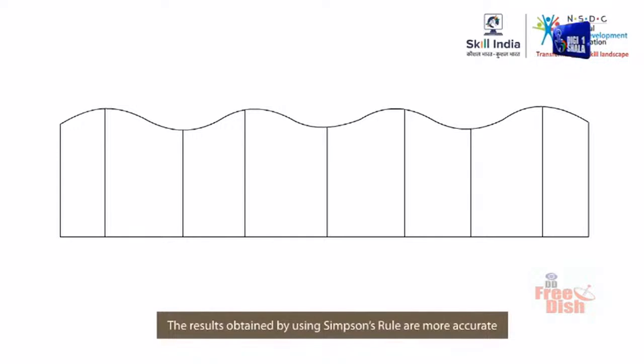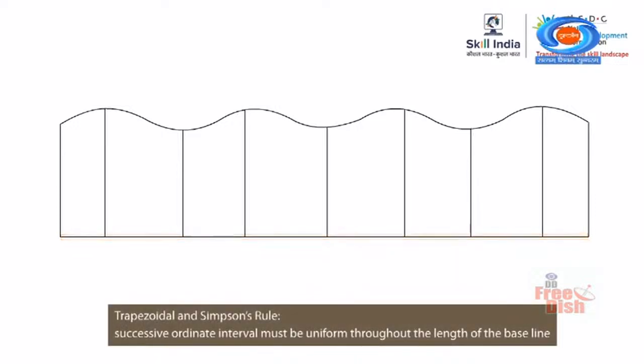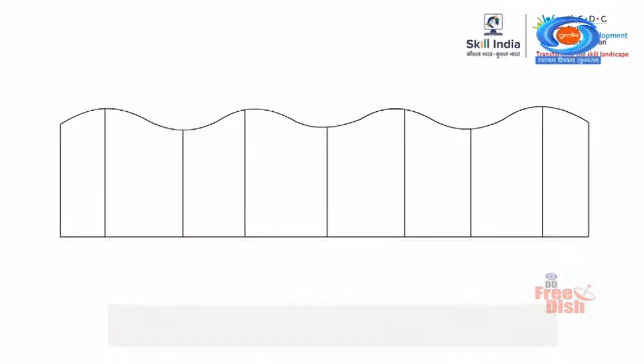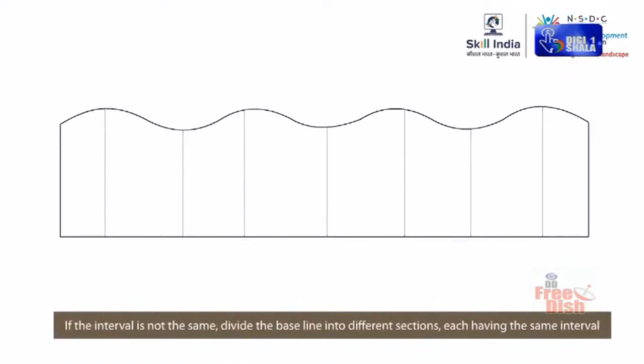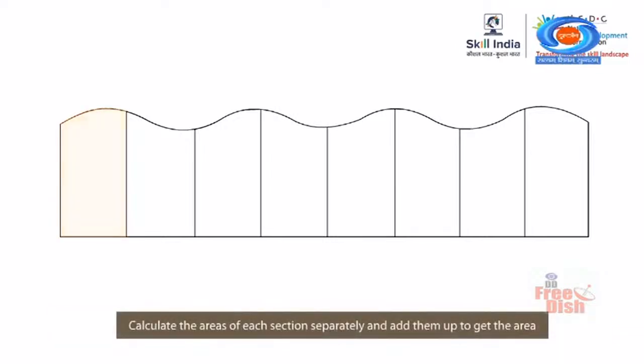As the results obtained by using Simpson's rule are more accurate, it is used when greater accuracy is required. If trapezoidal and Simpson's rule are to be applied, then note that the interval between successive ordinates must be uniform throughout the length of the baseline. If the interval is not the same, divide the baseline into different sections, each having the same interval. Calculate the areas of each section separately and add them up to get the required area.